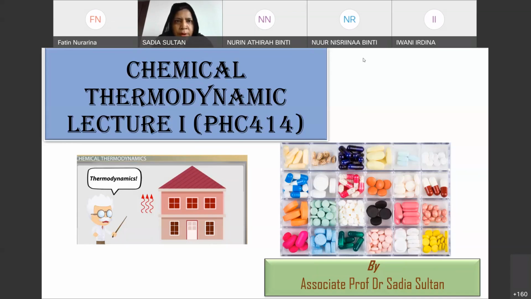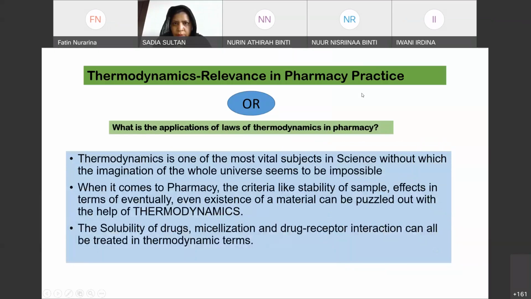My lecture is about chemical thermodynamics. You have to have an idea of what chemical thermodynamics is and what the implication or application of this chemical thermodynamics is in your pharmacy. So what is its relevance in pharmacy practice? What is the application of the laws of thermodynamics in pharmacy? Later we will go through the laws of thermodynamics, laws 1, 2, and 3. But the third I will not do. Maybe I will go only until the second law of thermodynamics, inshallah.